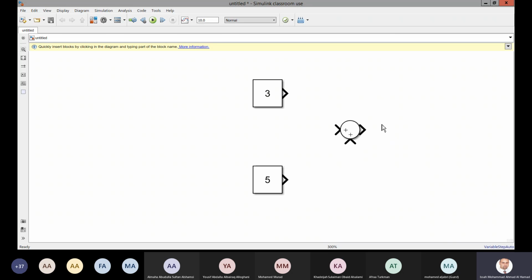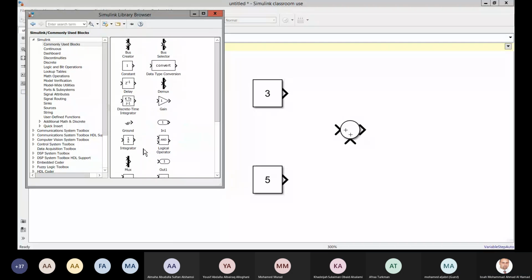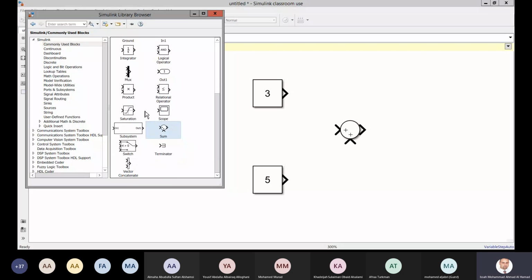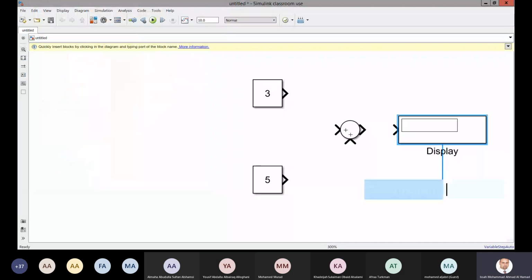Now I need to display the result. Let's go back to the commonly used blocks. And I need a display. Okay, there is no display here. So let me go to sources, go to sinks and bring the display. Of course, as you work and do exercises, you will learn the blocks, meaning you will come to know what each block is useful for.